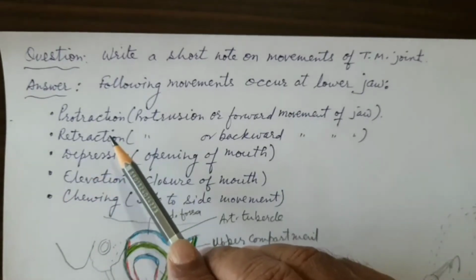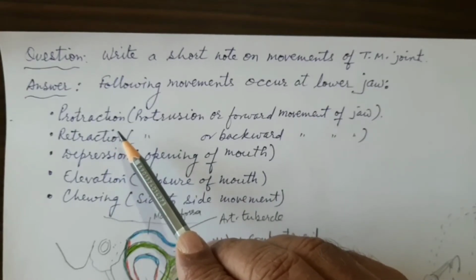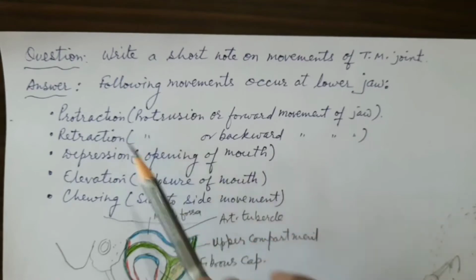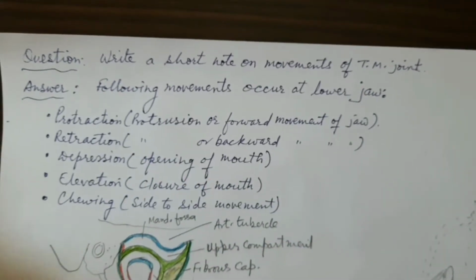Now the first movement which we will learn is the protraction or the protrusion or the forward movement of the jaw. When we move the jaw forward in the anterior direction, towards the frontal surface or anterior surface, it is called the protraction or protrusion or forward movement of the jaw.